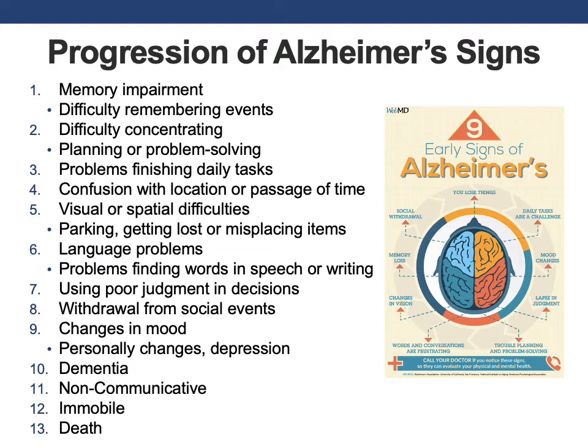So going down the list, number 1, memory impairment, just difficulty remembering events. Something as simple as just remembering where you went the day before. Number 2, difficulty concentrating, like planning or problem solving. How are you going to plan your day out? Are you going to go to the bank first and then to the grocery store and get milk, or vice versa? Number 3, problems finishing daily tasks. This is not a situation where the person has planned more than they can get done in one day. It's where they have a normal routine and they just can't get everything done.